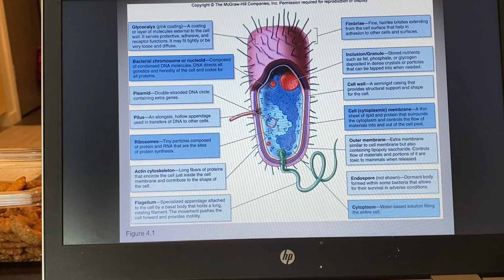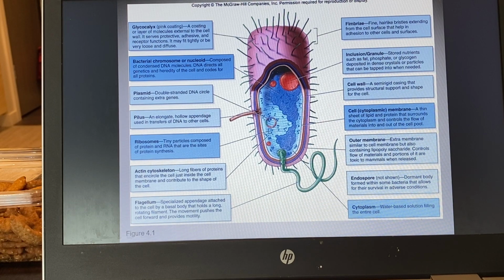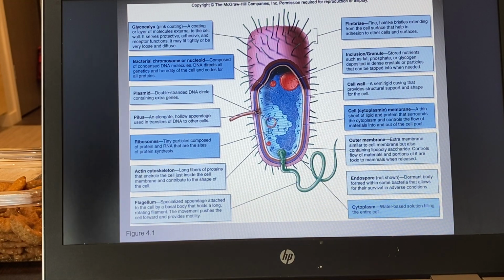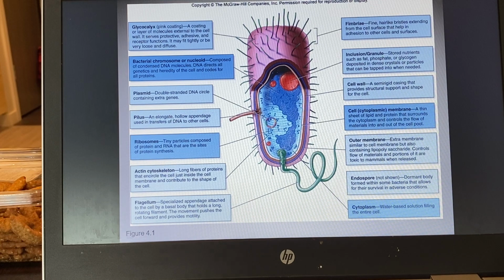So this drawing looks big and scary and overwhelming. I just want to point it out because it's a good study tool. Don't panic that I'm going to have this on an exam and then make you label and describe all the parts. That's not going to happen.